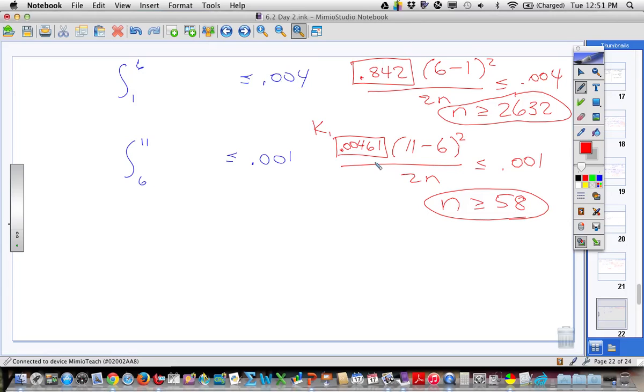Now, when you talk about D and E, it says show that the estimates computed in B and C can be combined to produce an estimate that's guaranteed to be within 0.05. Well, that just means if you add these two together, you get the integral from 1 to 11. If you add these error bounds together, you get 0.05. That's all that D is saying.